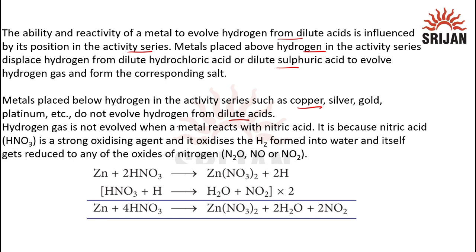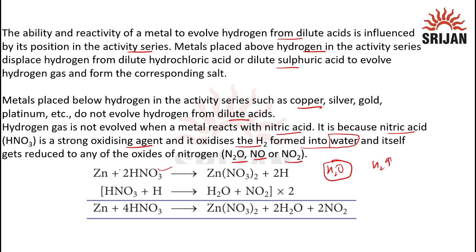Hydrogen gas is not evolved when a metal reacts with nitric acid. It is because nitric acid is a very strong oxidizing agent and it oxidizes the hydrogen formed into water. That means in case of HNO3, it oxidizes H2 rather than releasing hydrogen gas, and itself gets reduced to any of the oxides of nitrogen, that is N2O, NO or NO2.